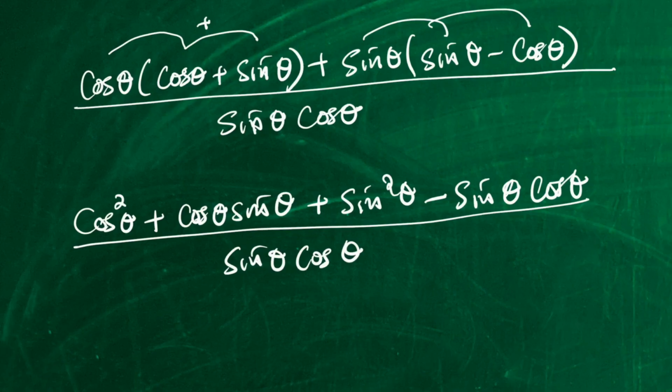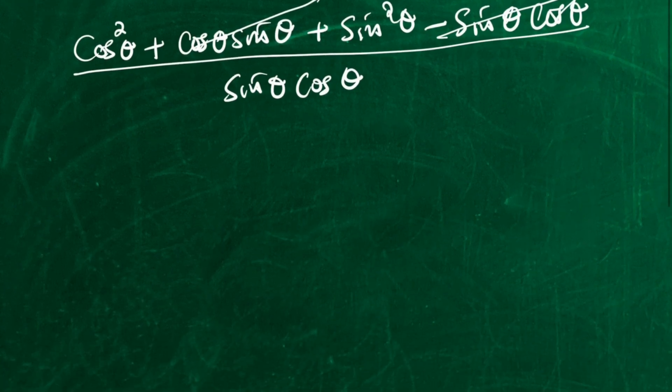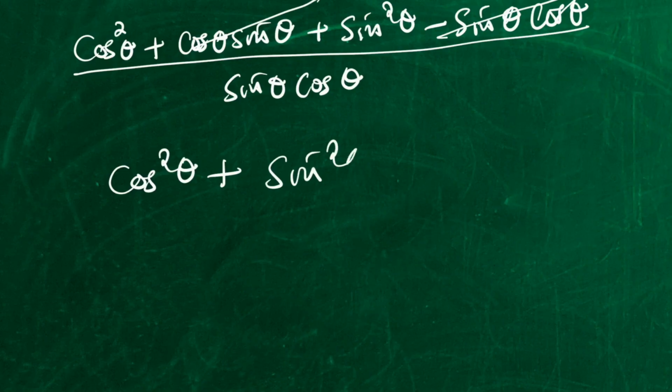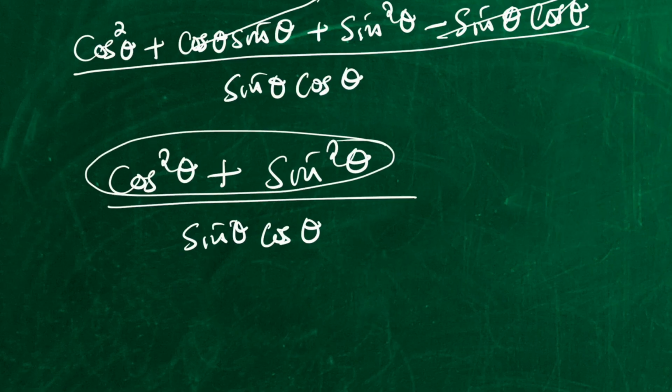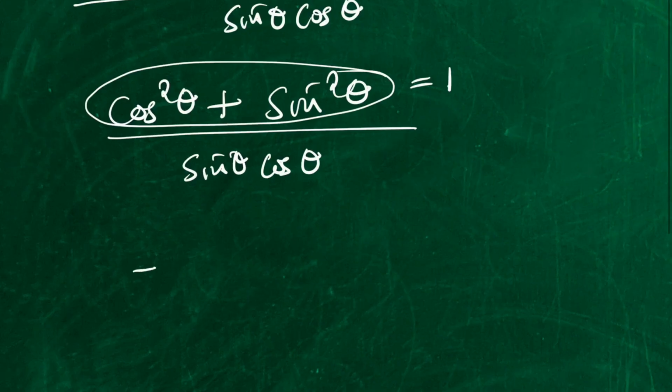Okay. Now observe in the numerator that cosine theta sine theta is common. So that thing cancels out. It's a zero, right? So we just remain with cosine squared theta plus sine squared theta divided by everything like sine theta multiplied by cosine theta. Okay. You know from your trigonometric identities that cosine squared theta plus sine squared theta is just 1. Okay. So the whole numerator is just 1.